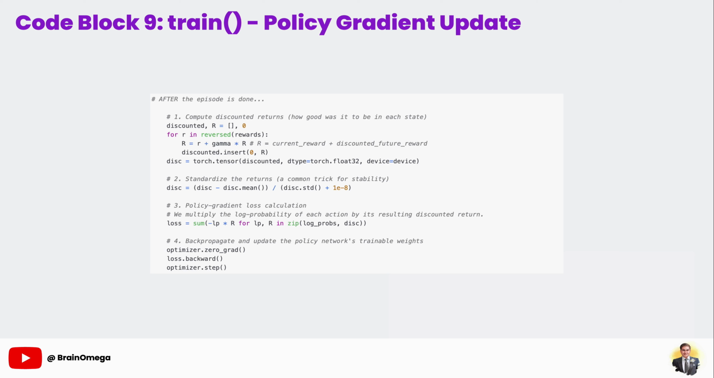Finally, we perform the standard PyTorch update steps. We zero the gradients, backpropagate our calculated loss, and take a step with our optimizer. This updates the trainable weights in our ESN's readout layer, making our policy smarter for the next episode.